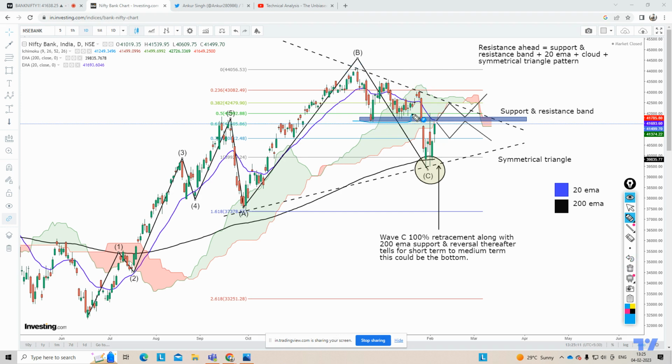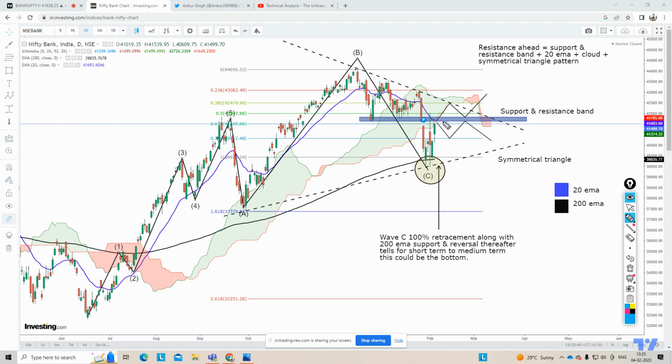And once it broke this particular consolidation of support, it broke with very high momentum. There was an Adani event also attached to it, so the momentum was very high. Now, based on the time cycle, the 200 EMA and the wave C, Bank Nifty again came back to the same area where it gained the momentum and broke down.